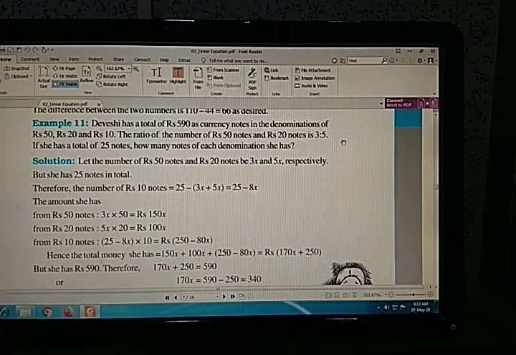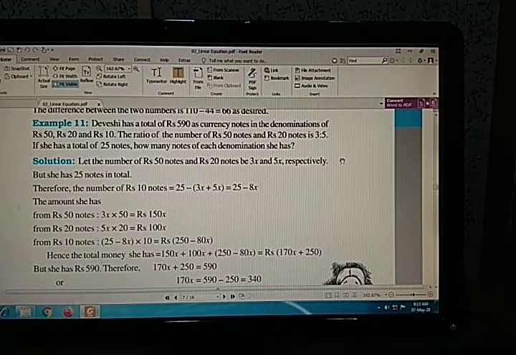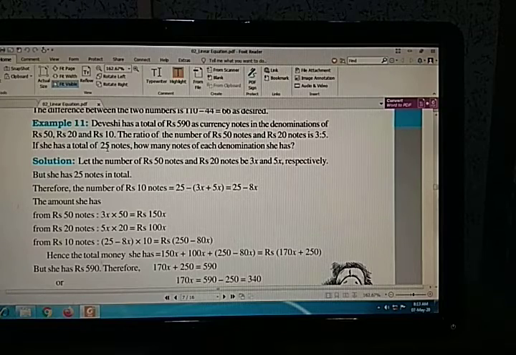Then what about the 10 rupee notes? How can you find that? Simple. We know there are 25 notes in total. So we have to subtract 3x plus 5x from this 25. If you add both of them, 3x and 5x, what will be the answer? 8x. So 25 minus 8x will be the number of 10 rupee notes, because this is the number of notes left.